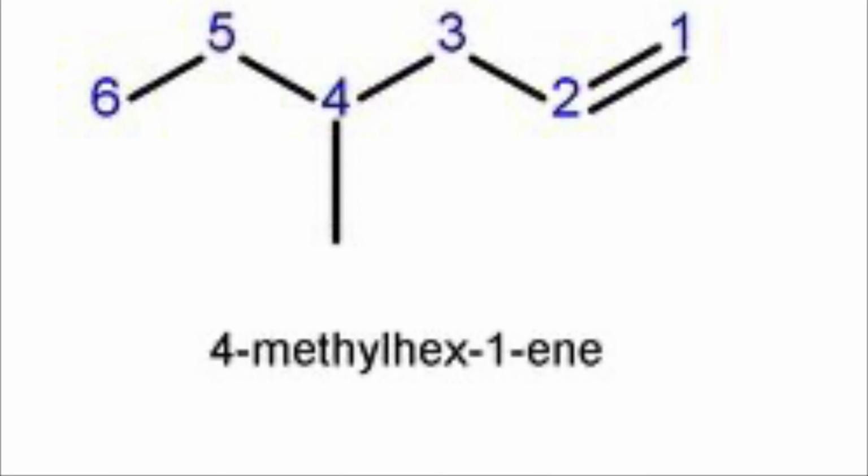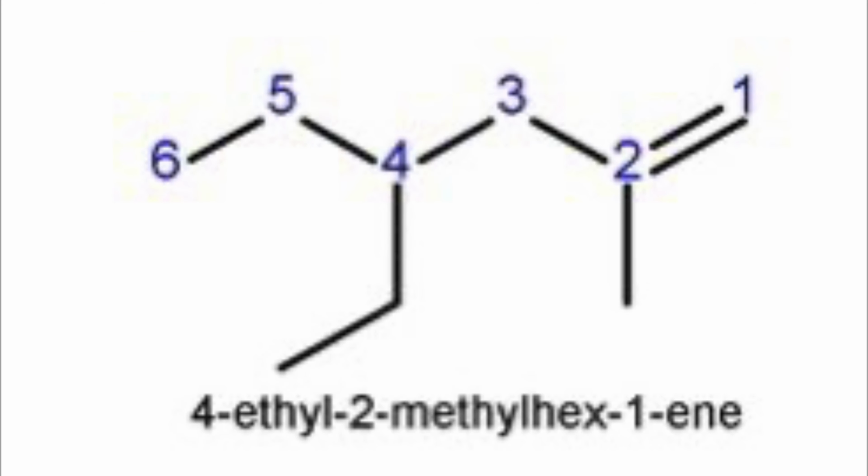In another example, for 4-methylhex-1-ene, the longest continuous carbon chain contains 6 carbon atoms, so the prefix is hex. Then number the carbon atoms in the chain to give lower numbers to the carbon atoms which are doubly bonded, so that the double bond gets the number 1 and the substituent gets the number 4. So we get the name 4-methylhex-1-ene.